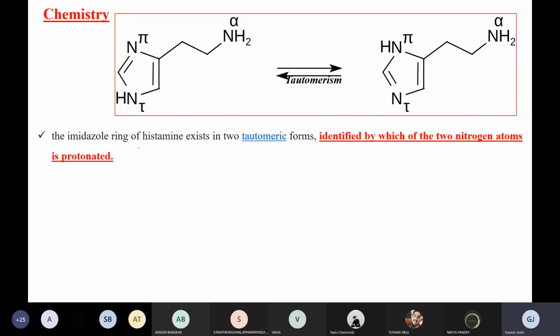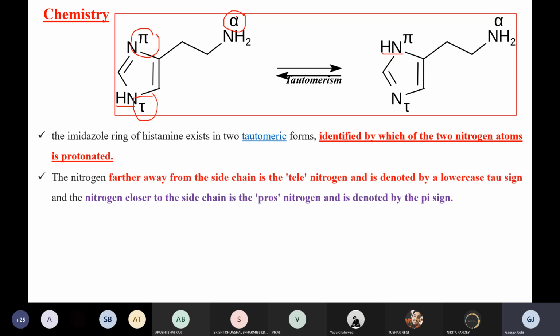I have already discussed that the imidazole ring of histamine exists in two tautomeric forms, identified by which of the two nitrogen atoms is protonated. Basically, which nitrogen is sharing the proton. For example, in this case, this one is sharing; in this case, this one is sharing. Now I have written this pi sign, this tau sign, and the alpha sign. So what is the significance of this?